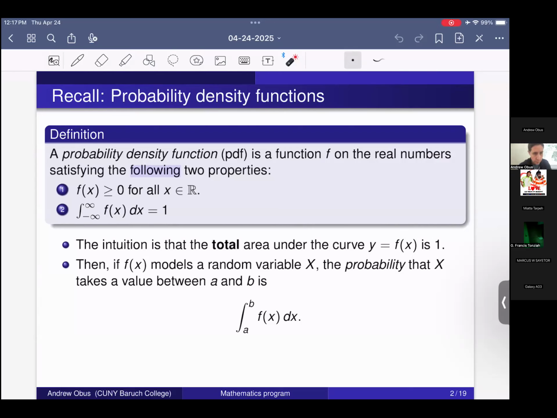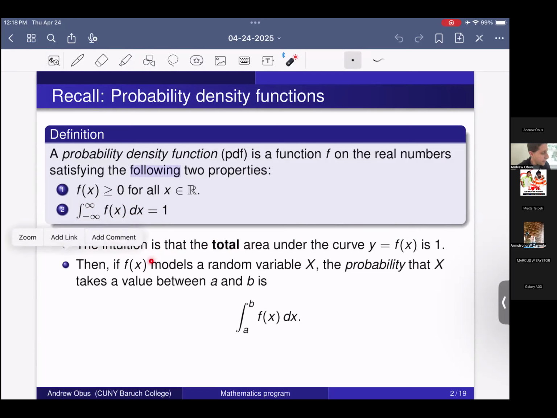So what's a probability density function? It has these two properties. The first one is that it's always positive, always at least zero. And the second one is this strange thing, this integral from minus infinity to infinity. Remember what that means. It just means the total area under the curve. The total area under the curve has to be 1, right? That's the intuition. The total area under the curve y equals f of x is 1.